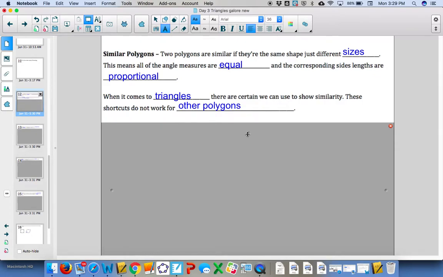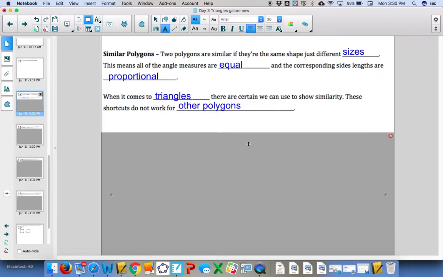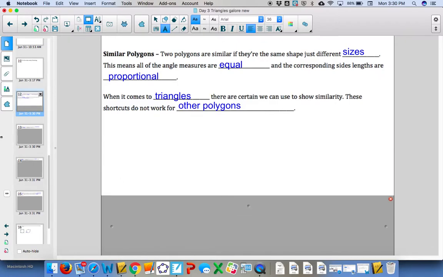So when it comes to triangles, we've learned some shortcuts that we can use with similarity, but we have to understand that these shortcuts do not work for other polygons. So if I have more than 3 sides, I cannot apply these shortcuts.